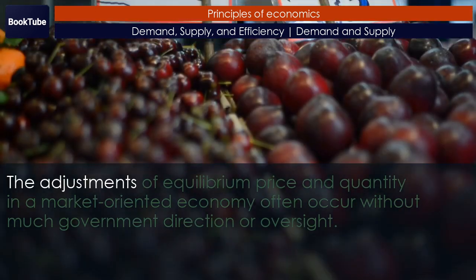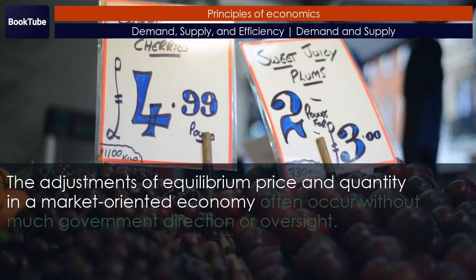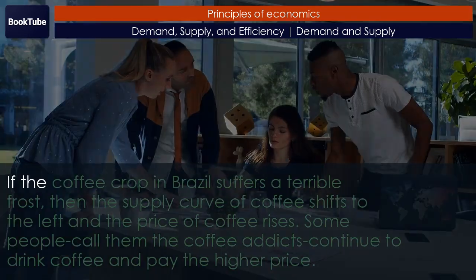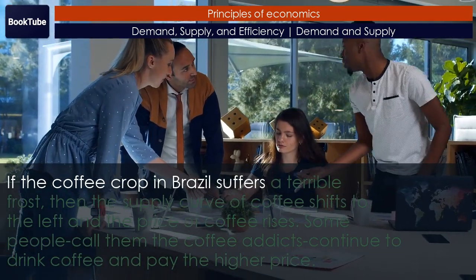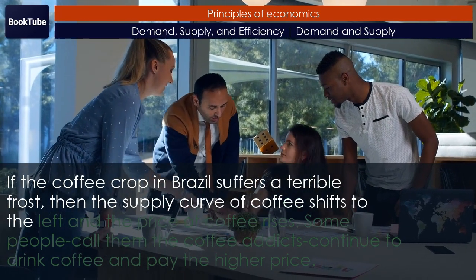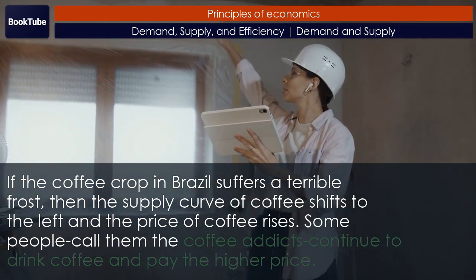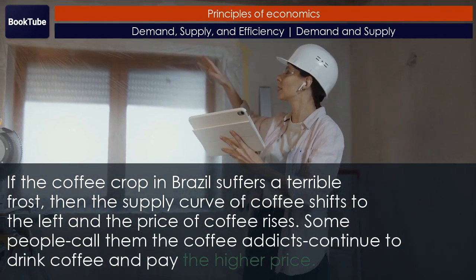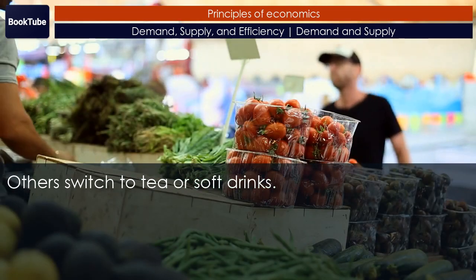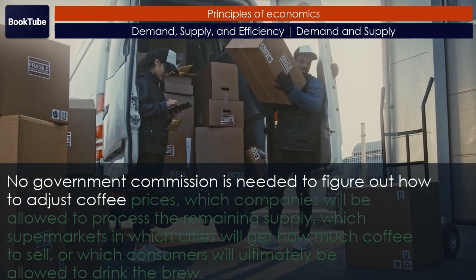The adjustments of equilibrium price and quantity in a market-oriented economy often occur without much government direction or oversight. If the coffee crop in Brazil suffers a terrible frost, then the supply curve of coffee shifts to the left and the price of coffee rises. Some people, call them the coffee addicts, continue to drink coffee and pay the higher price. Others switch to tea or soft drinks. No government commission is needed to figure out how to adjust coffee prices.